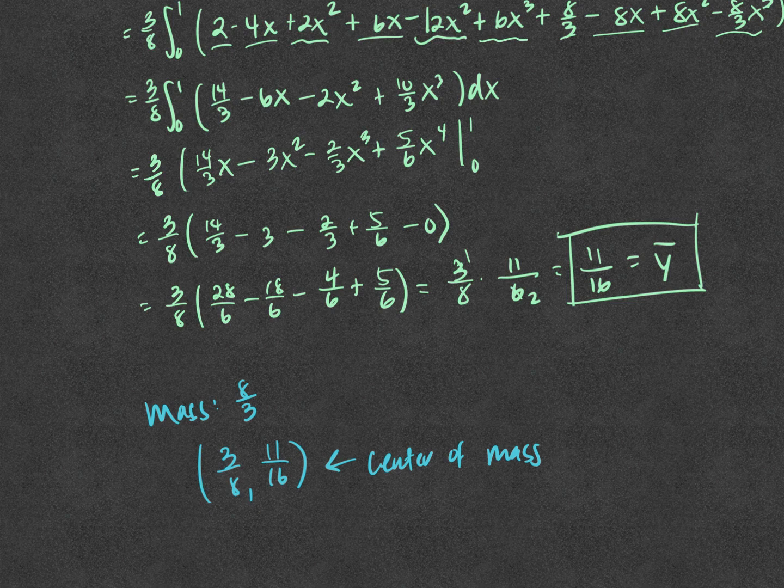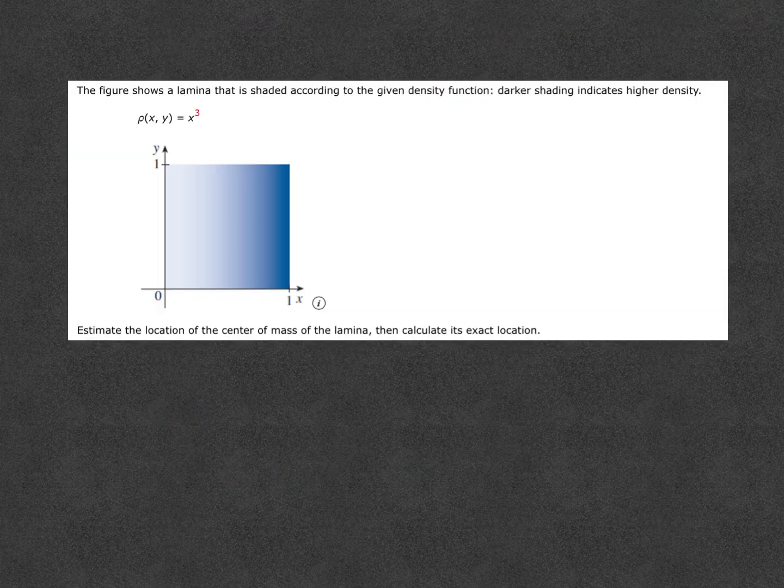Before we move on to inertia, though, let's look at one more problem. This problem comes straight out of WebAssign. It says a figure shows the lamina shaded according to the density function. The darker shading indicates higher density. Estimate the location of the center of mass of the lamina, then calculate its exact location. So I would estimate the center to be somewhere in this area. I think that there's no change in the y. If you look at the y's are exactly the same, so we're going to say halfway. So somewhere probably about in here would be my guess.